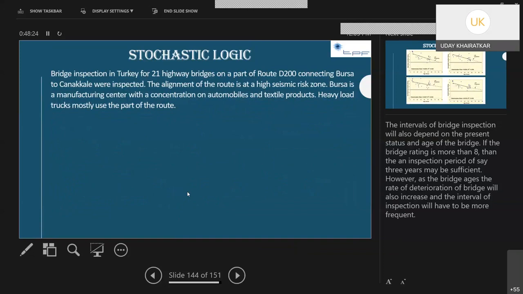I'll give an example of bridge inspection in Turkey. 21 highway bridges, as a part of route D2000 connecting Bursa town to Canakkale, were inspected. The alignment of the route is in a high seismic zone. Bursa is a manufacturing center with a concentration on automobile and textile products. Heavy load trucks move along this route.